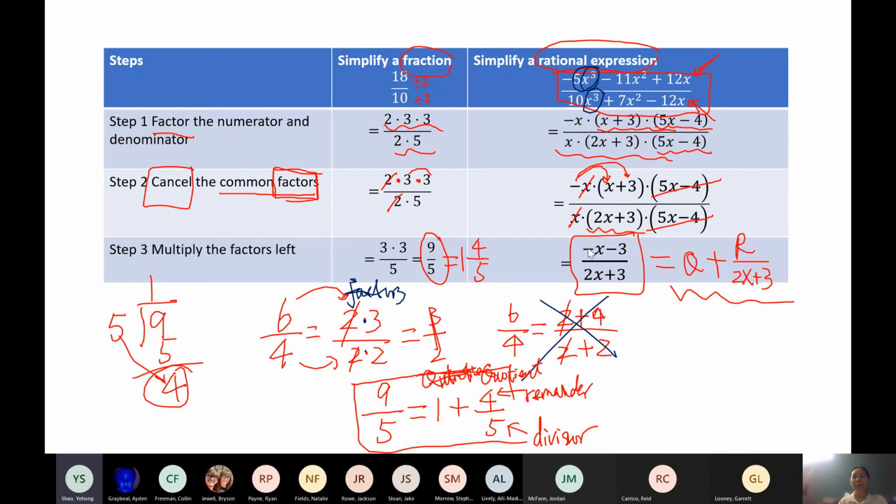So how do we divide variables by variables in the long division? Okay, so the long division process. Here I give you an easy example, right? But I'm going to give you another one.